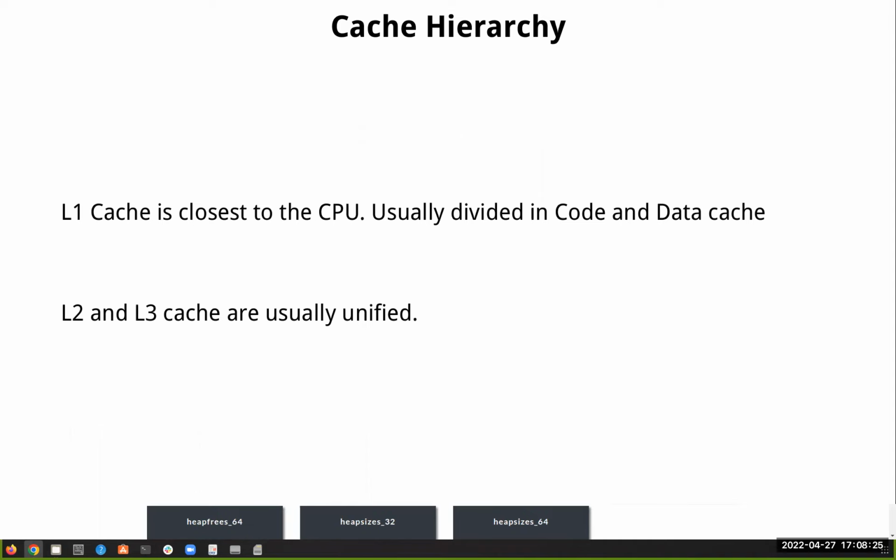And the L1 cache usually is divided into a data cache and a code cache. So data is stored in the data cache, code is stored in the code cache. So for a lot of architectures, we have this. Then L2, L3, level 2, level 3 caches are usually unified. So we store data and code there.